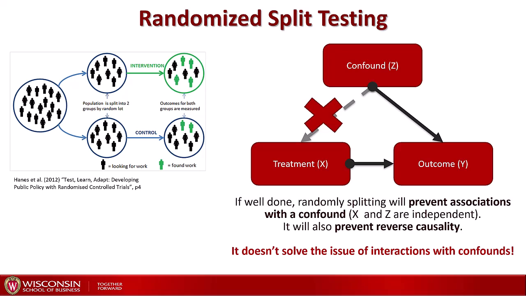Since x was assigned randomly, without considering potential outcomes y, we also prevent the reverse causality issues. We are not applying the treatment depending on what we expect the outcome to be. Be careful, one issue it doesn't solve is the potential interactions with a confounding variable. This is very important to consider when you interpret the results, and we will see an example on the next slide.